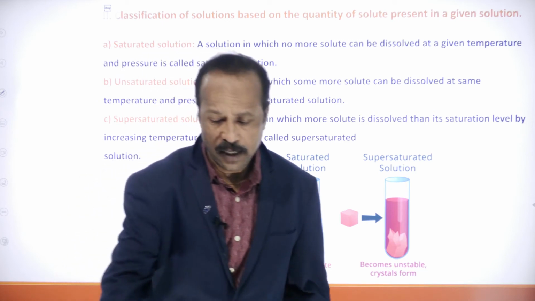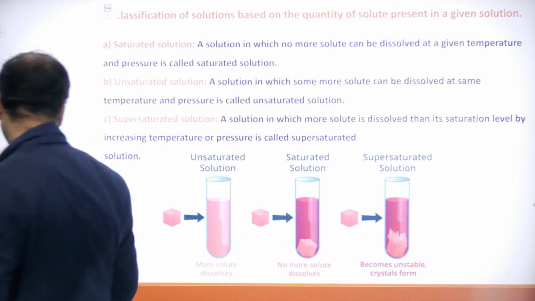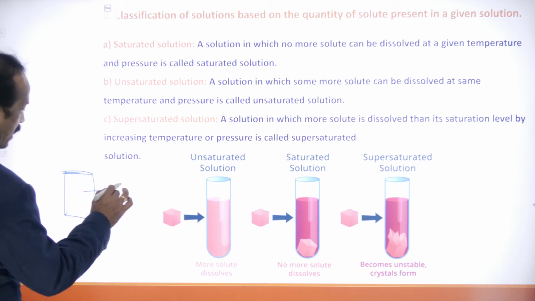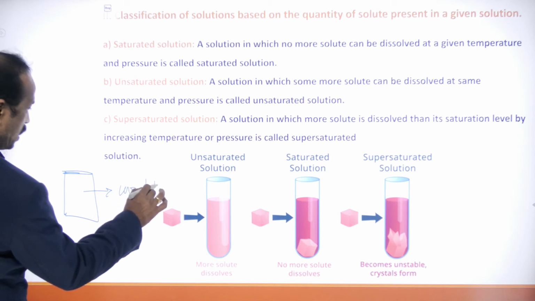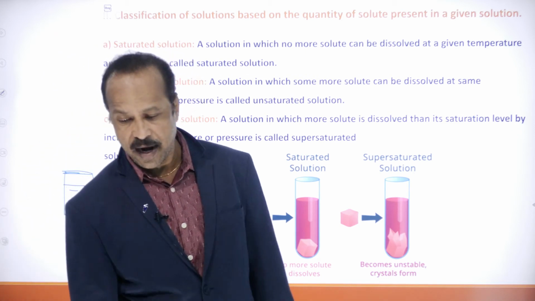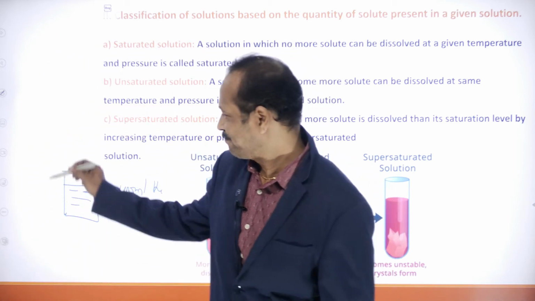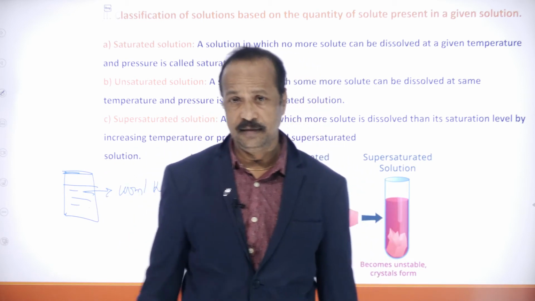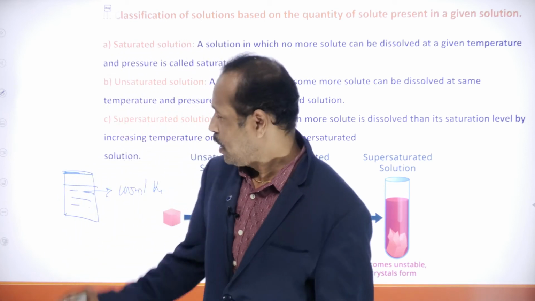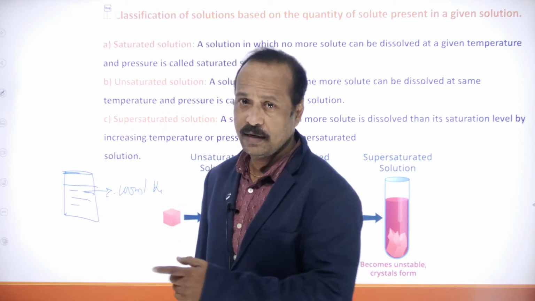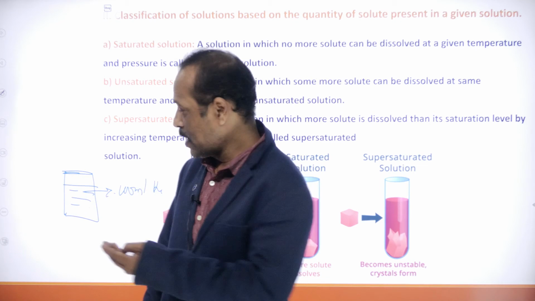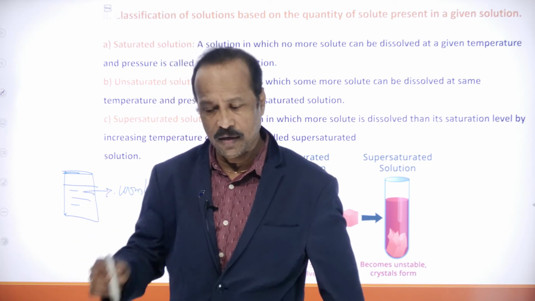For example, take one beaker. Here I am taking 100 ml of water in this beaker. Now in this 100 ml of water, I add one spoon, meaning 10 grams of salt, and I stir it. What happens? It dissolves, right? Now in 100 ml of water there are 10 grams of salt inside. Now add 10 grams more to that water and stir it.